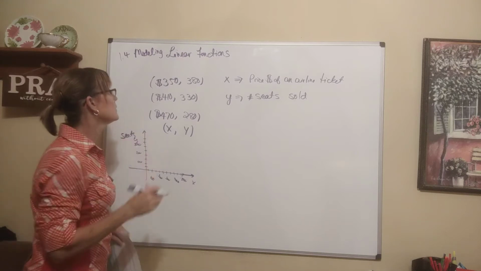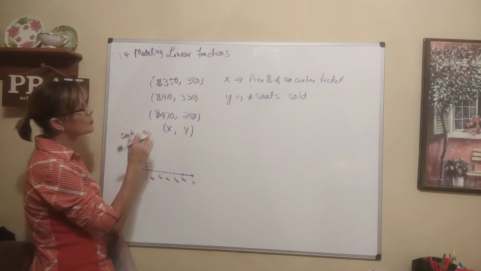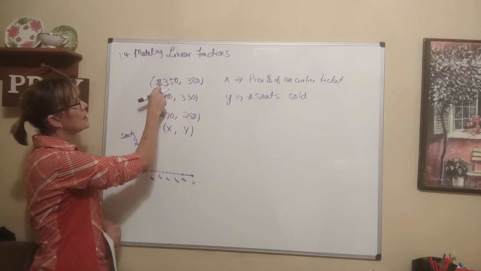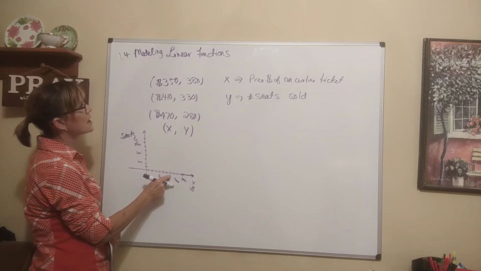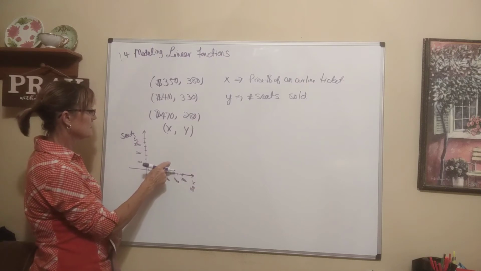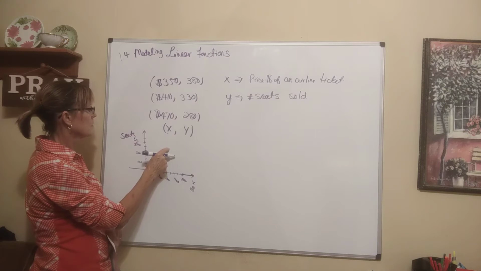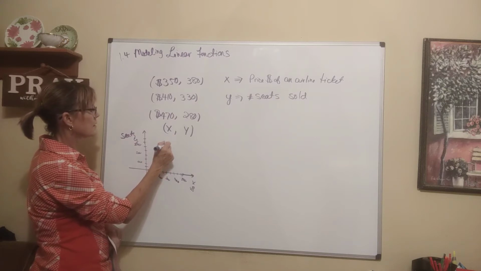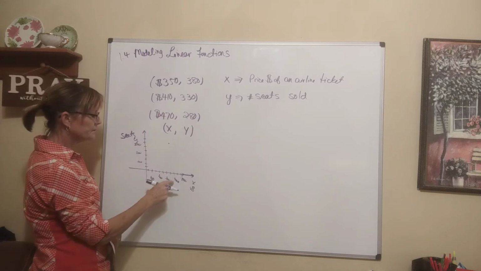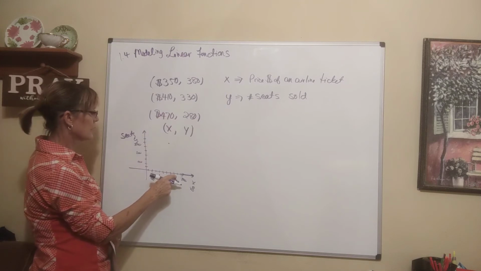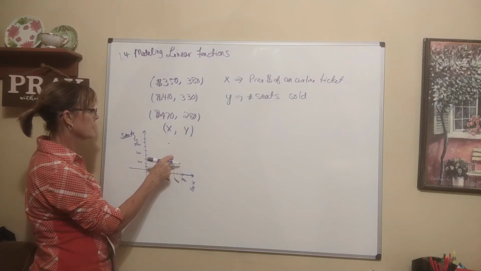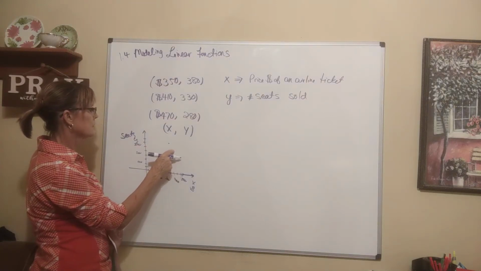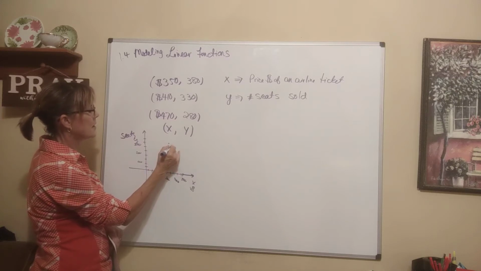So if I just did a little sketch, this is rough, but we can get an idea if this looks linear or not. At $350, I'd be up at 380, about right there. At 410, I'd be at 330. So I'd be at 410, which is close to the 400, and 330 would be between 300 and 350, maybe about right there.